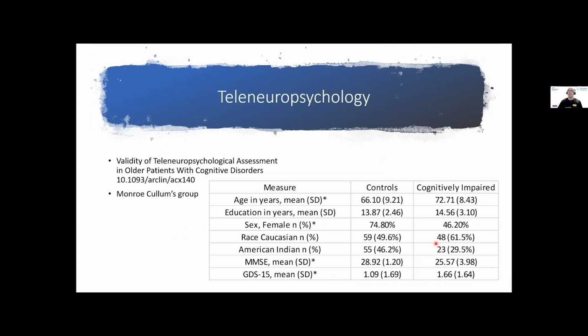And then we have some more assessments that are from Monroe Cullum's group. So Monroe Cullum has sort of pioneered these assessments, and his other interest is Native American populations, which is why you see that 50% of this population are Native American. This is where remote medicine does mean remote sometimes. So he's been a pioneer of this for many years.